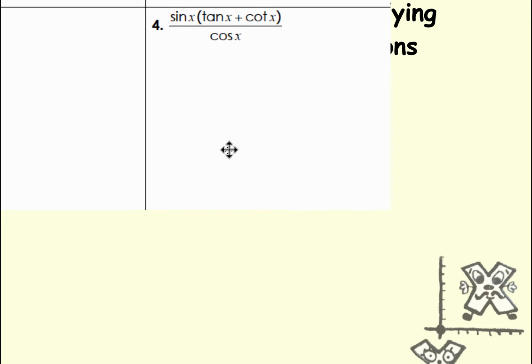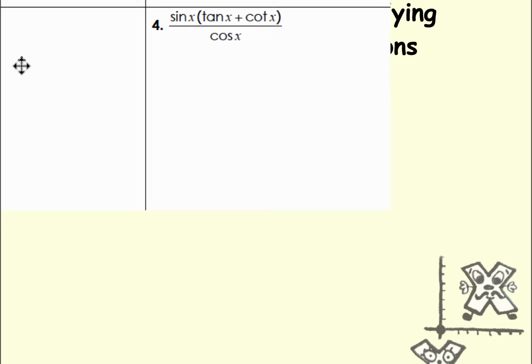Okay, let's look at number 4. So this one I see a lot of fractions. And I also see tangent of x plus cotangent of x. I don't see any squares, so I don't think I can use Pythagorean identities. But I might be able to use some identities that define tangent and cotangent, because I know tangent and cotangent are ratios of sines and cosines.